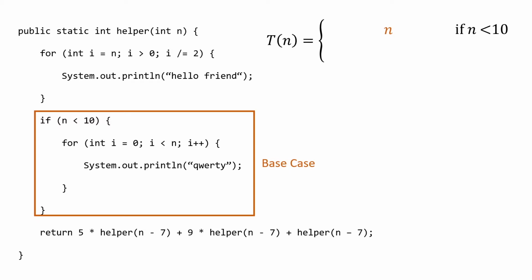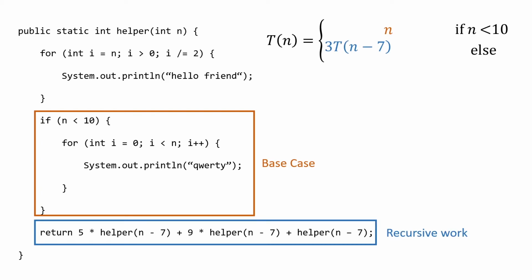And now let's look for our recursive case. At the bottom here, we see all this recursive work being done. Our function is being called multiple times. One thing you should be aware of is that if we are returning some number times our function, or adding some numbers to our function, that's not actually calling that function more times. Here it says 5 times helper(n-7). That's not going to call helper 5 times, but just once. But in our return statement, our helper function is called 3 times. So we get 3T, and our input size is decreasing by 7 every time, so we have 3T(n-7) in our recurrence.